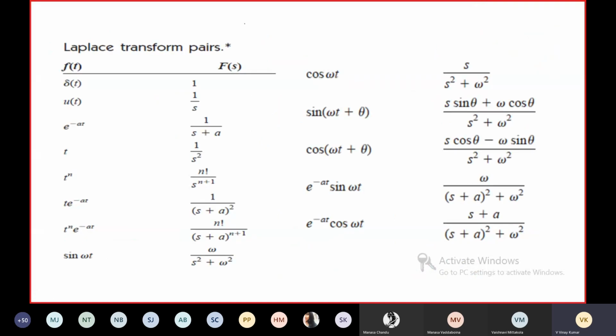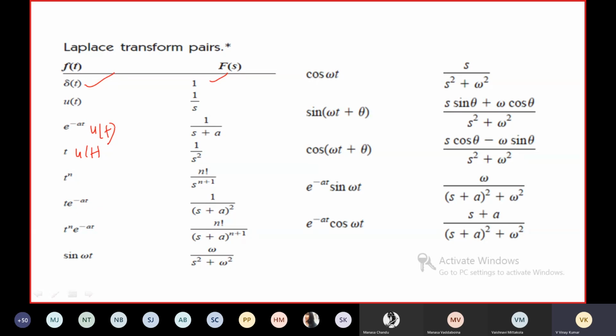Next, Laplace transform pairs. Laplace of delta of t is what? 1. Laplace of u of t is what? 1 by s. Laplace of e power minus at is what? In some textbooks it is written like this. Strictly speaking, it is e power minus at u of t. Then t into u of t, t power n into u of t, and t into e power minus alpha t u of t.